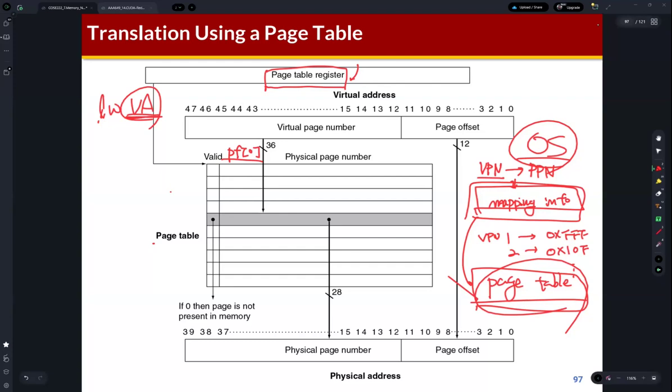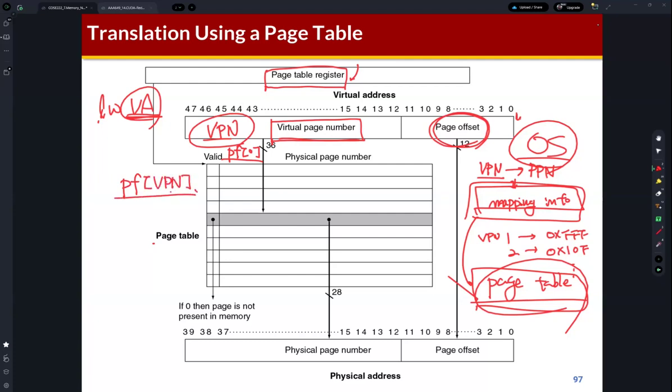Then the virtual address is given. So this is the virtual address space. I mentioned that the page offset is not translated. So the lower 12 bits of the virtual address are not translated. Only the upper part, the virtual page number part, is translated. So using the virtual page number, we access the page table. This means it is the index. The virtual page number is used as the index of the page table.